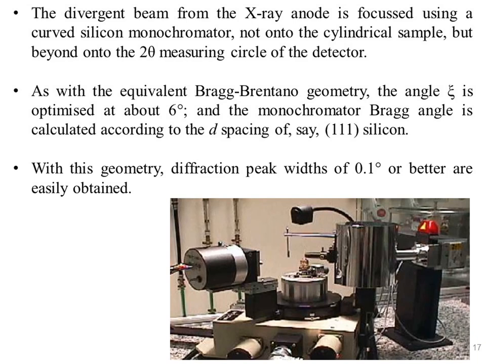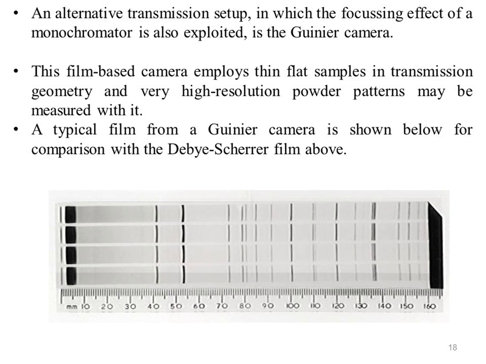An alternative transmission setup in which the focusing effect of a monochromator is also exploited is the Guinier camera. This film based camera employs thin flat samples in transmission geometry, and very high resolution powder patterns may be measured with it. A typical film from a Guinier camera is shown below for comparison with the Debye-Scherrer film above.